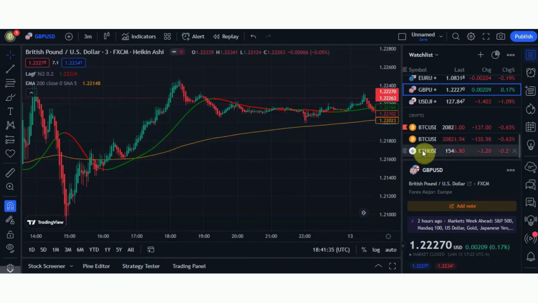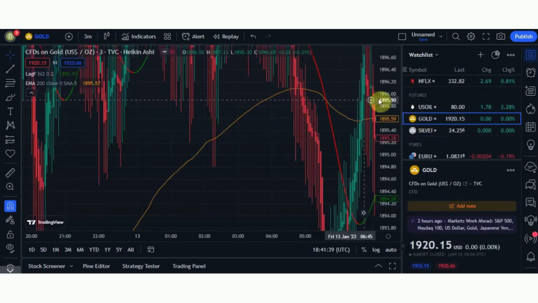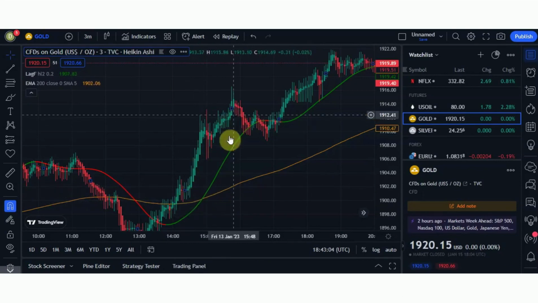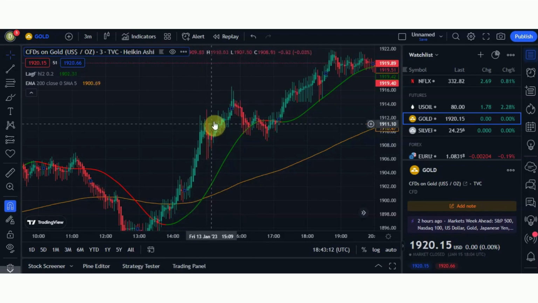So let's go ahead and open up the gold chart. So if you look right here, we have our EMA line and the market is above it, so that means we're in an uptrend, and with our Laguerre filter indicator we have a green here, so that means we could take a buy position here. So this would be a valid signal to take a buy entry.